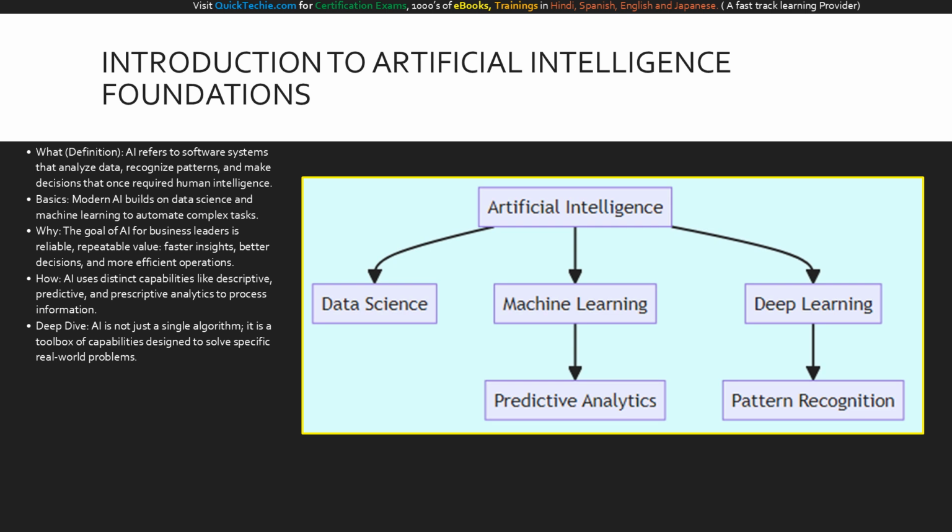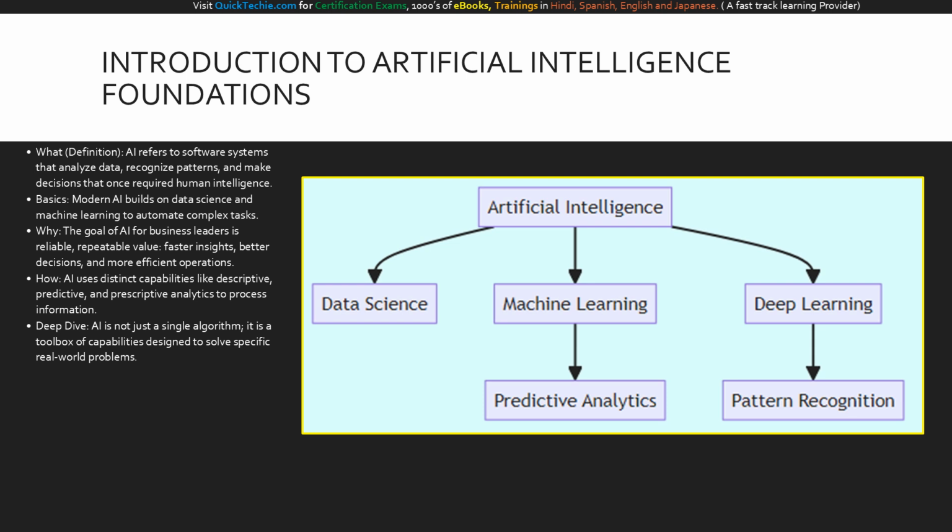The basics of modern AI are built on data science and machine learning, which allow systems to automate tasks that benefit from human-like judgment. Why does this matter? Because AI delivers reliable, repeatable value through faster insights and more efficient operations. How does it do this? By utilizing a toolbox of capabilities, ranging from predictive forecasting to descriptive summarization. In our deep dive, we recognize that AI is not a single monolith, but a versatile collection of tools designed to solve specific real-world challenges.